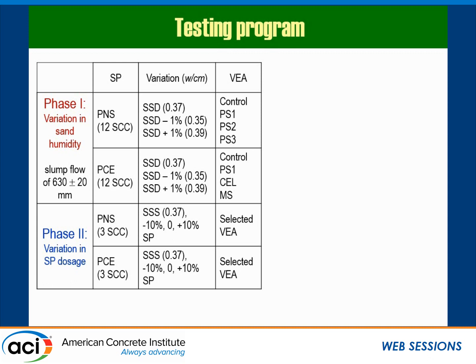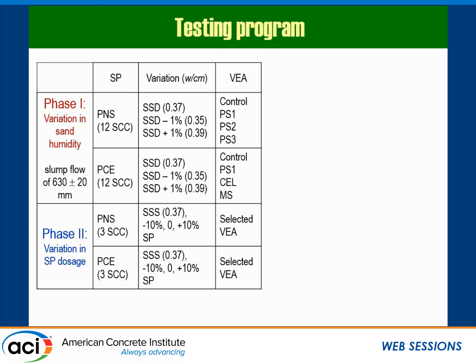Here we had concrete that the reference would be concrete that has been proportioned at surface saturated dry conditions for the sand. And in this case, you have -1%, so you assume you made an error in estimating the moisture content. And if you figure out what the water cement ratio would be, it will drop from 0.37 to 0.35. And if you increase the moisture content of the sand by 1%, that would be 0.39. So you go through the same exercise with all the different combinations.